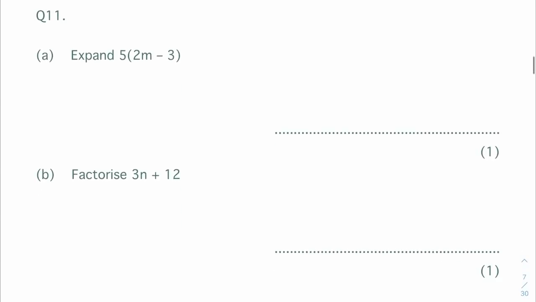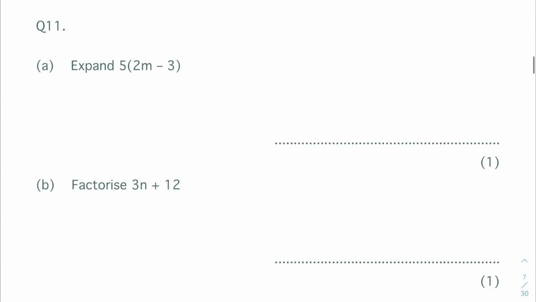Okay, so expanding a bracket, and we've got factorising as well. So when we're expanding a bracket, we're just going to multiply what's inside by what's on the outside, remembering that if there's the similar letters as well, then the powers would increase as well. So if it was 5m on the outside, then this wouldn't be 10m as the first piece, but it'd be 10m squared. So just a bit to think about there if it was a slightly different question.